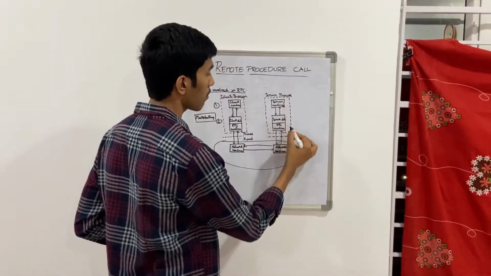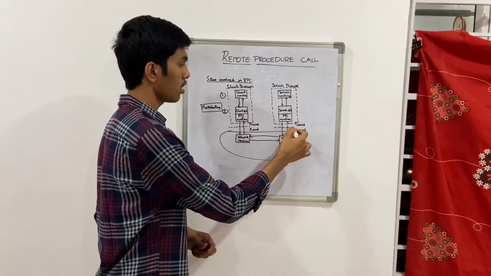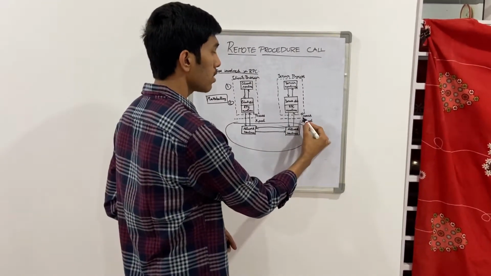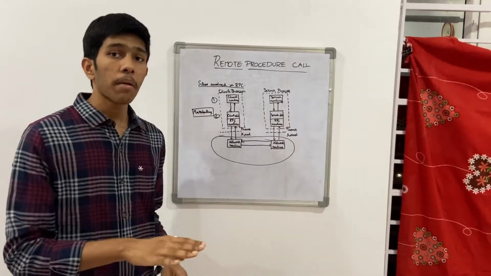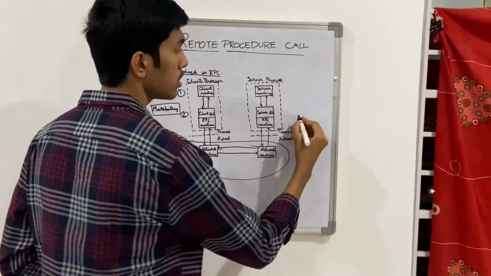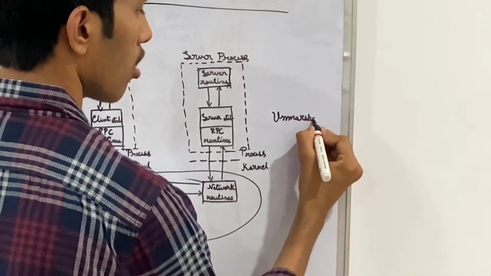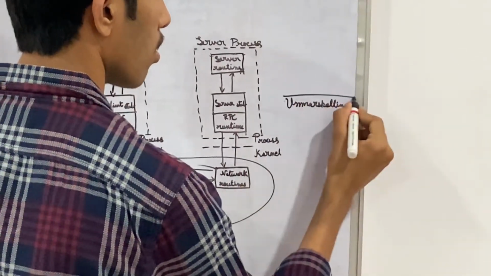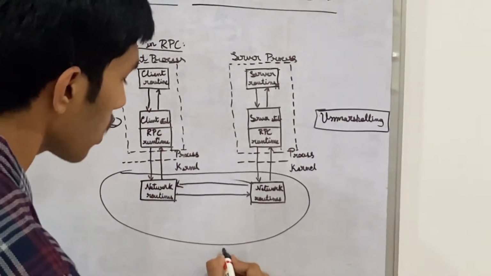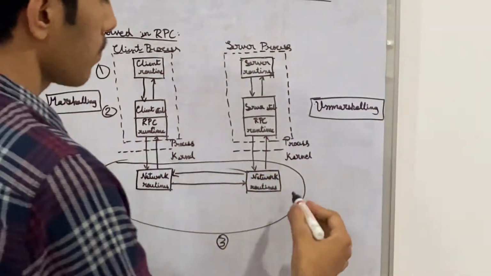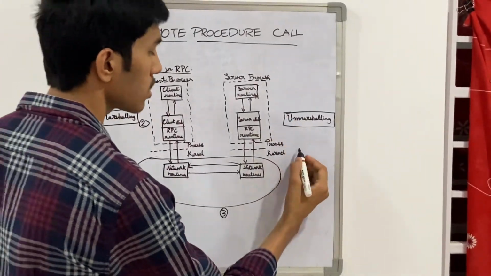At the same time, the server OS resides here. The client OS sends the message packet to the server OS through the network, and then the server OS passes the packet to the server stub, which unpacks the message packet into parameters. This is called unmarshalling. The transfer of the packet across the network can be taken as step 3, and the transfer from the server OS to the server stub as step 4.